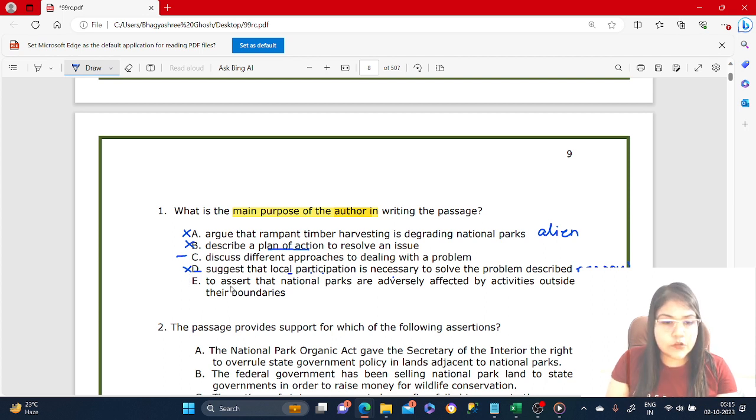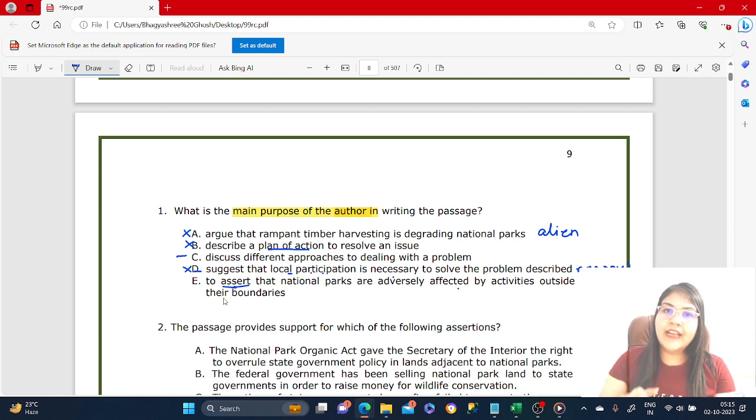E. E says to assert that national parks are adversely affected by activities outside their boundaries. Was the author asserting that national parks are affected? There is nothing to be asserted. Asserting means to say something in a positive way, like assuring someone, this is how it is done, don't worry, everything will be okay. Was it said in a positive way?